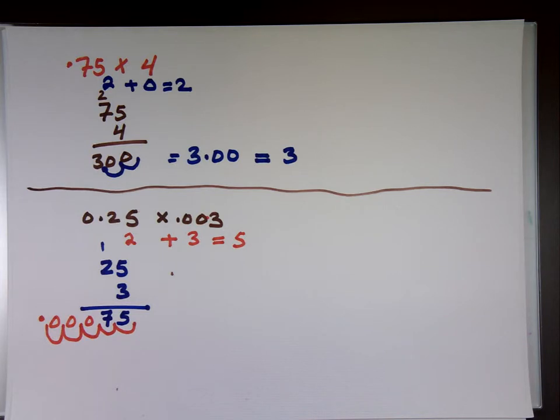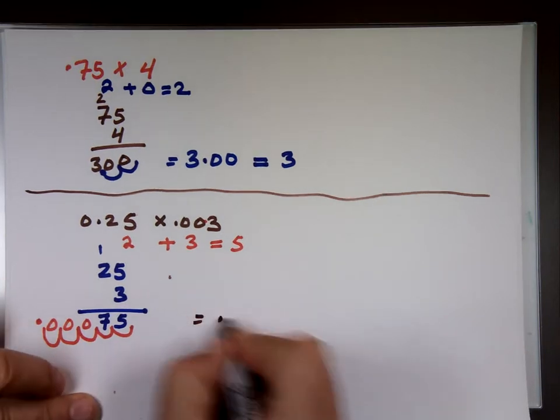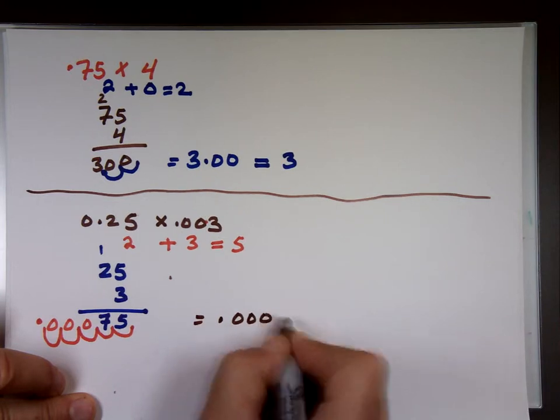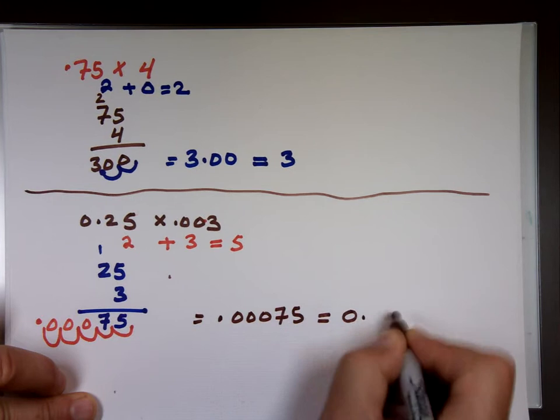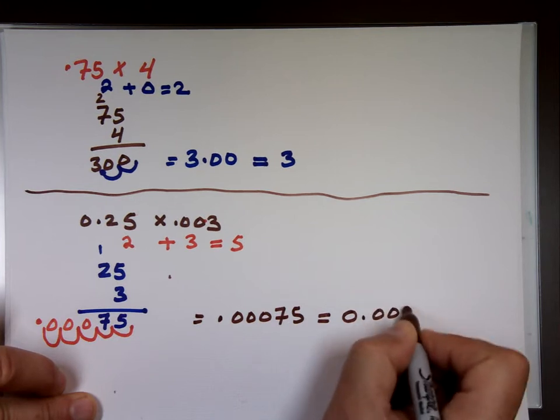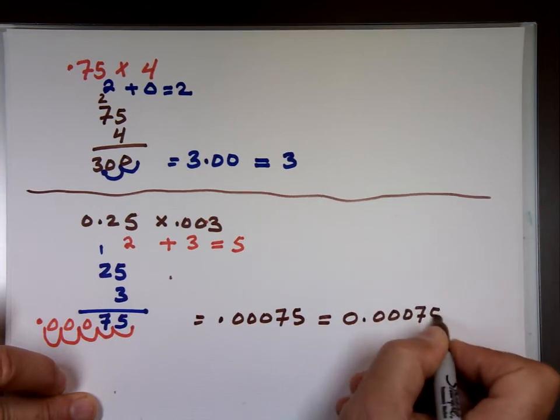So what is my answer? 0.00075, or if you want to put the 0 in the front, 0.00075.